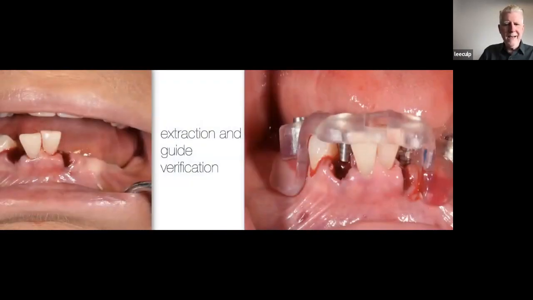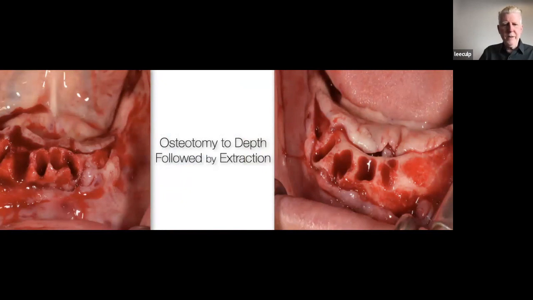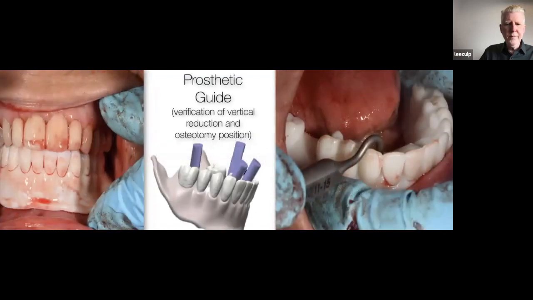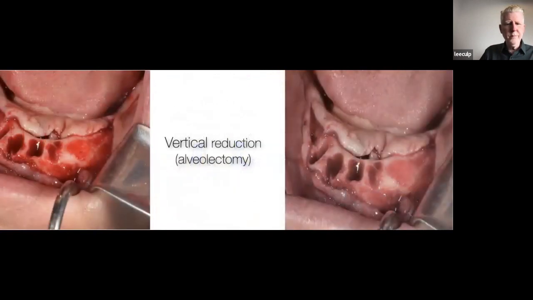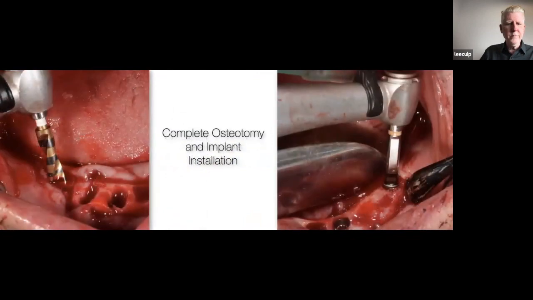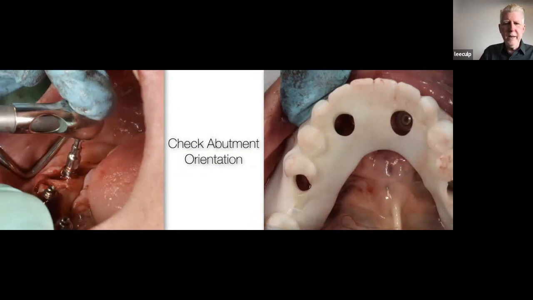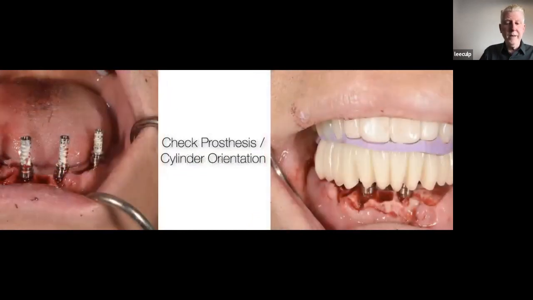So then extractions, guide on, implants in the anterior. Osteotomies to depth. Then the other teeth are extracted. Not a lot of major tissue moving. Checking with the denture just to make sure everything is lined up where it's supposed to be. Bone reduced down to the heads of the implants. And then completing all of the implants and then checking with the starting denture that we made.